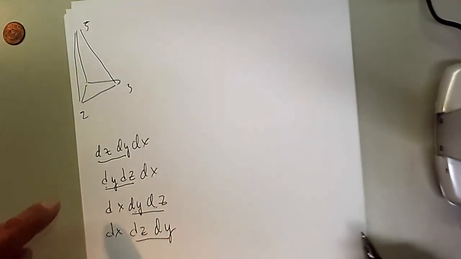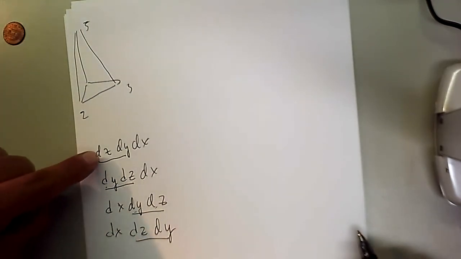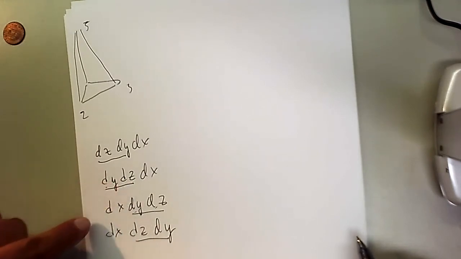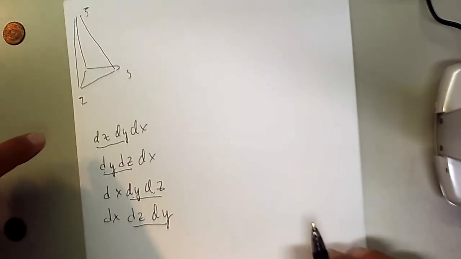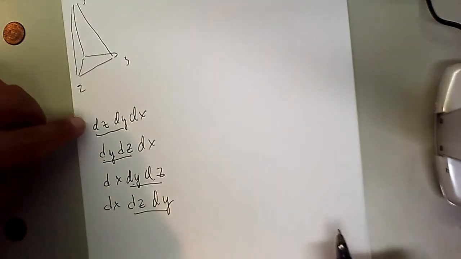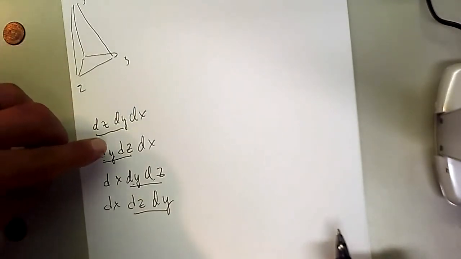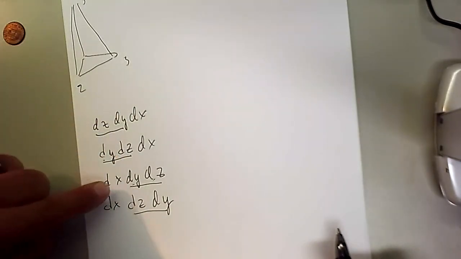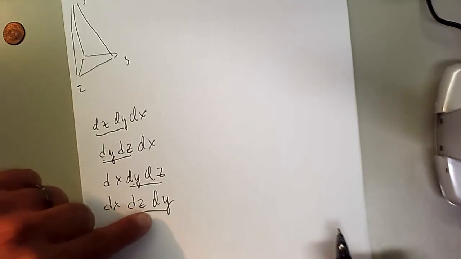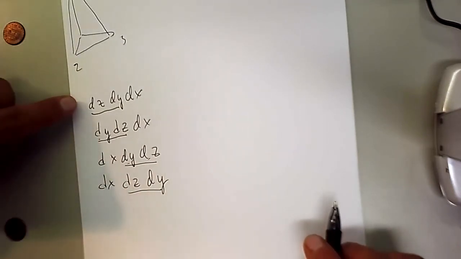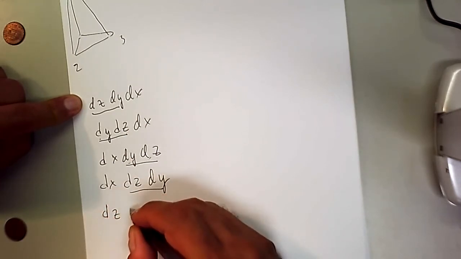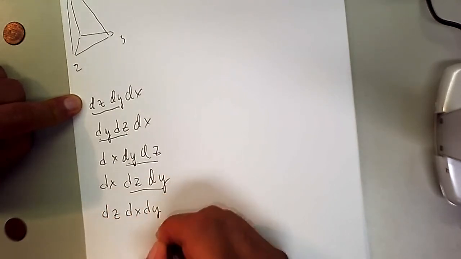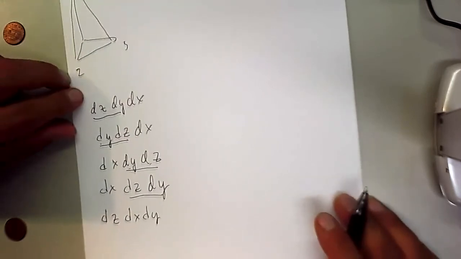All right. So we have x, y, z, y, z, x. I meant z, y, x. So z, y, x, y, z, x, x, y, z, x, z, y. Two more to go. So we can do dz, dx, dy. So that's another one we can do.